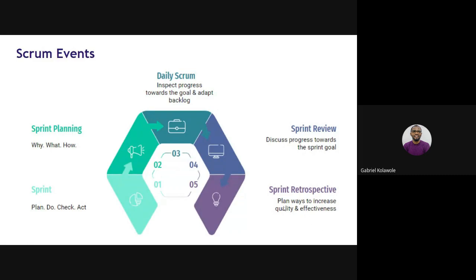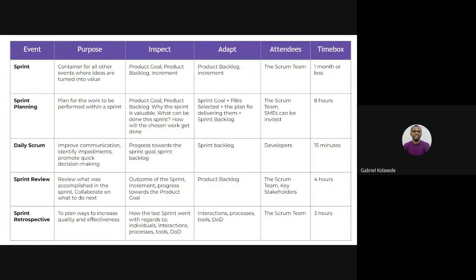And there you do what? You plan ways to increase quality and effectiveness. This has to do more with your team. So I'll go right into it. So I have others here: event, purpose, inspect, adapt. So what you are inspecting, what you're adapting, who should attend this event, then the time box.